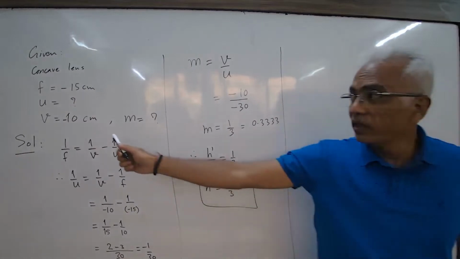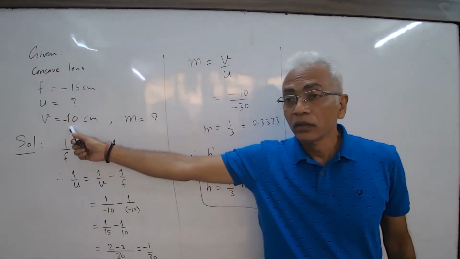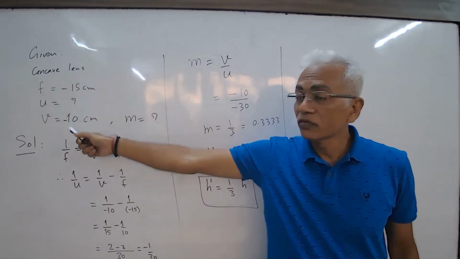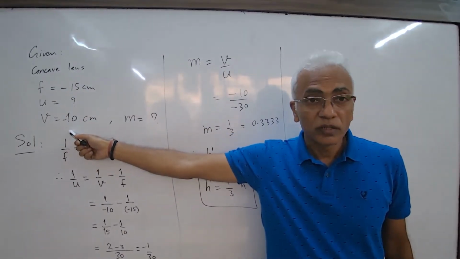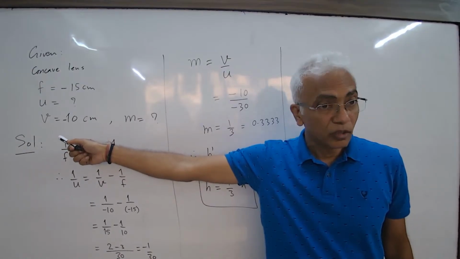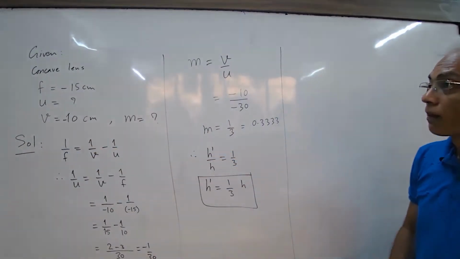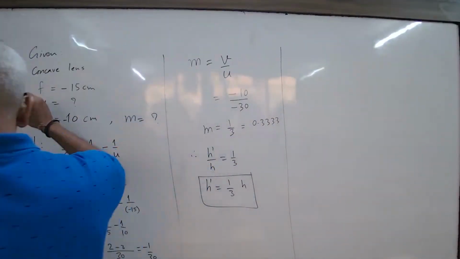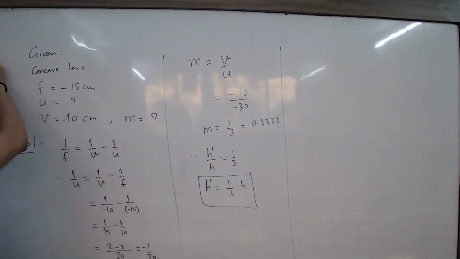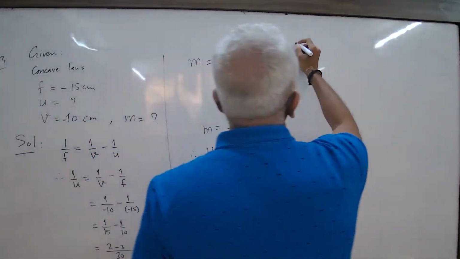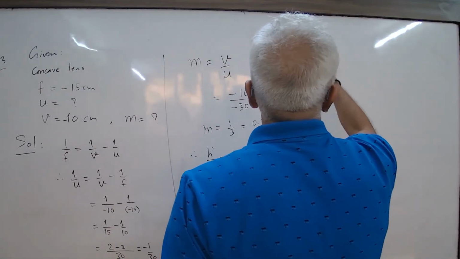If you want, you can write a note over here. v is negative because a concave lens always forms a virtual image, which is on the same side as the object. So this was which example? 9.3. Now let's do example 9.4.